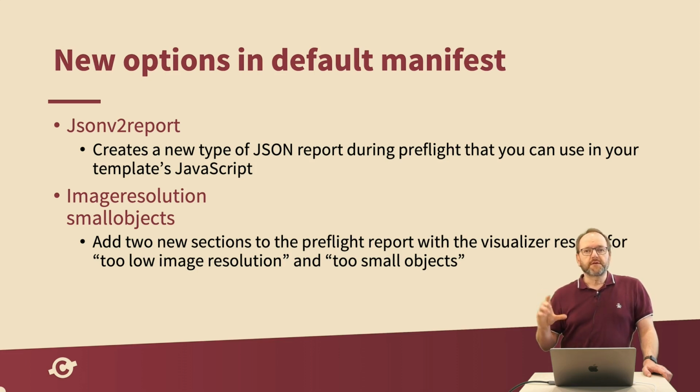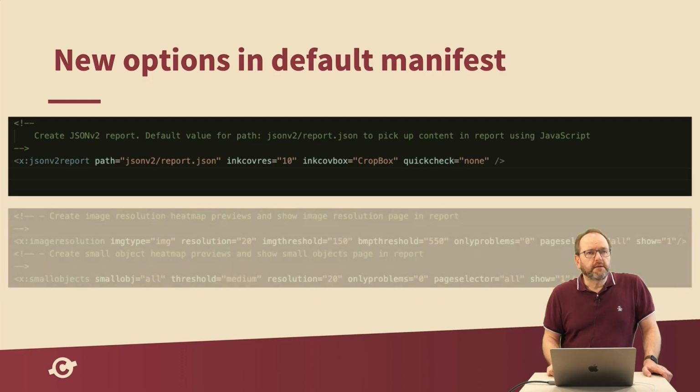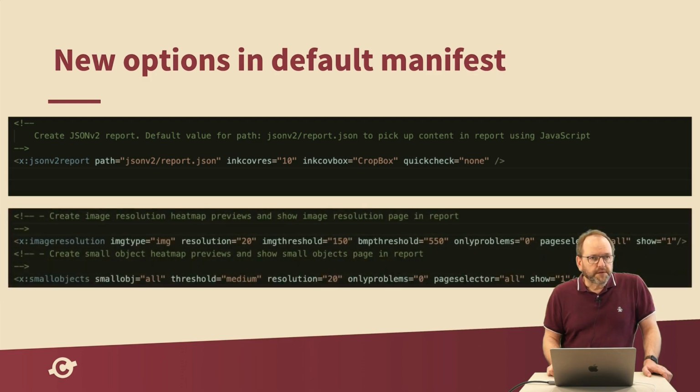So those two things can be generated with the visualizer in pdfToolbox, but you could not easily use them in sections in the Preflight report. And so those have been added to that. It doesn't look very strange, so this is the way to generate or to ask for a JSON v2 report, and then this is what it would look like if you want the image resolution or the small object pages in the Preflight report as well.